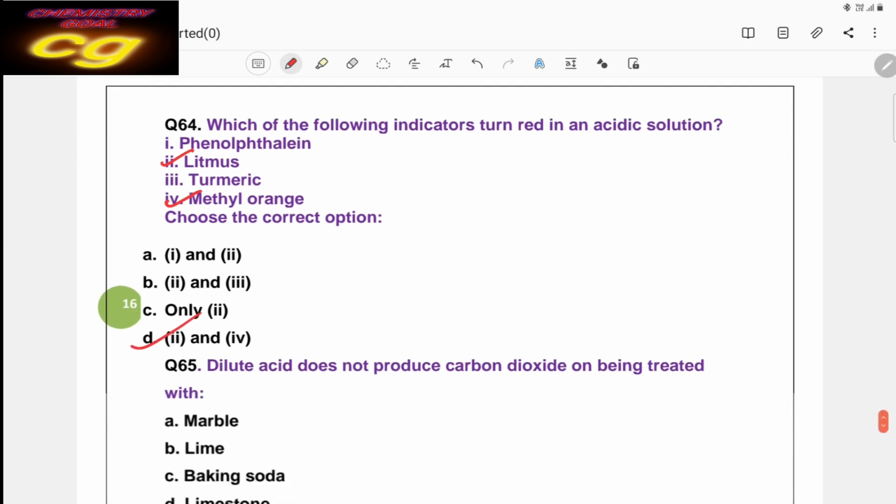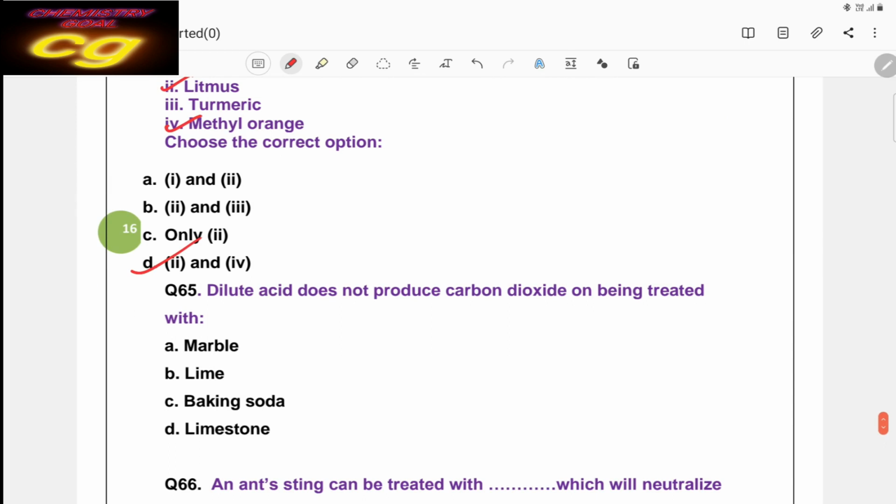Dilute acid does not produce carbon dioxide on being treated with which of these? We already know that dilute acid reacts with carbonate and bicarbonate salts, forming carbon dioxide gas. Marble mainly contains carbonate and produces CO2 gas. Baking soda and limestone all contain carbonate, so they produce it. So the answer is lime. Lime means calcium hydroxide. It reacts with acid, but it cannot produce CO2 gas.